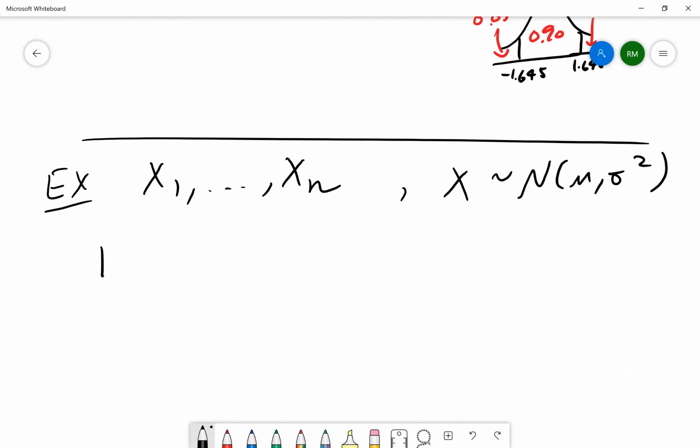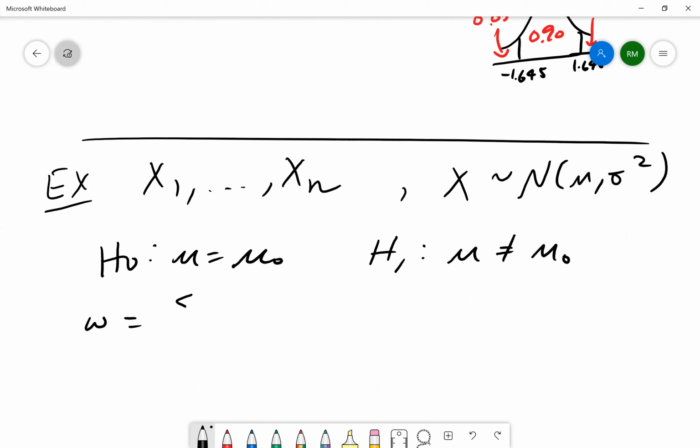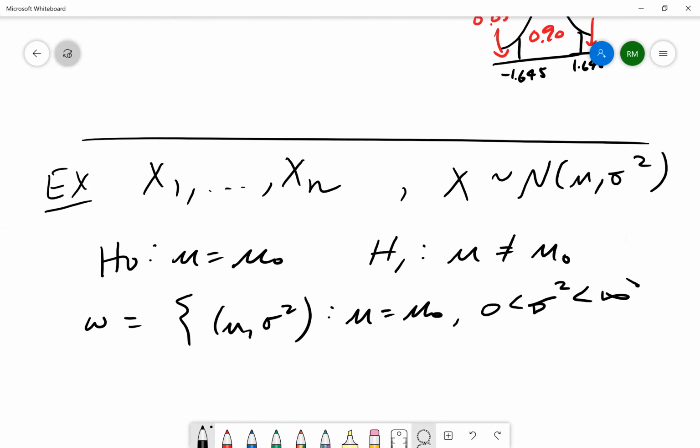So we're going to find the likelihood ratio test critical region for the null hypothesis, mu equals some mu naught, against the two-sided alternative hypothesis that it's not mu naught. So omega, little omega, is the set of possibilities where the mean is mu naught and we don't care about the variance. And big omega is just, we don't care about either of them. They can be whatever they want.